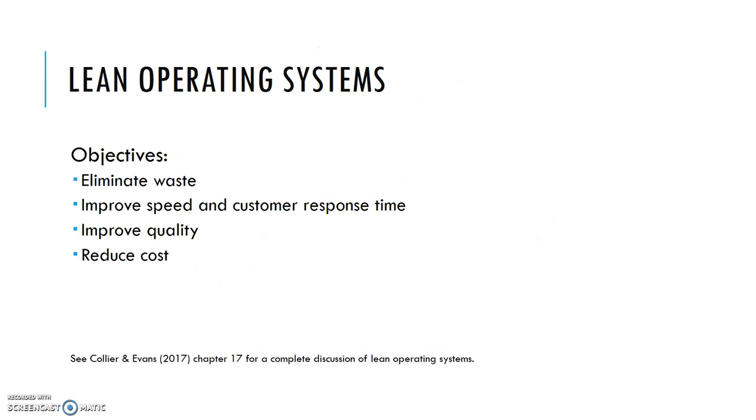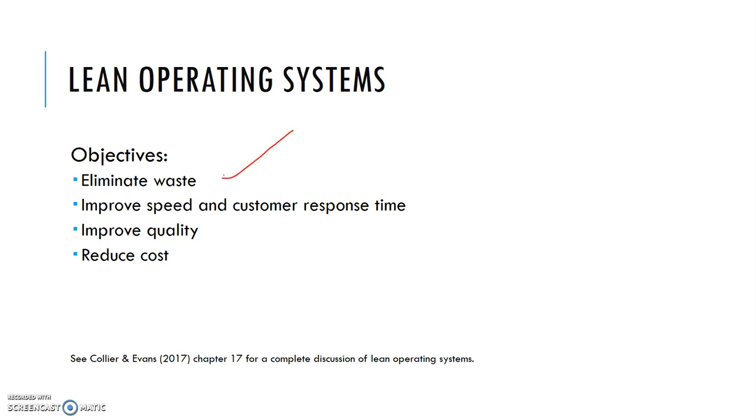But let's back up for a minute and talk about some principles related to lean operating systems and how they might be helpful in thinking about process improvement. When we're talking about lean operating systems, there are 4 objectives that we want to accomplish simultaneously to have a true lean system. The first of those is eliminating waste.